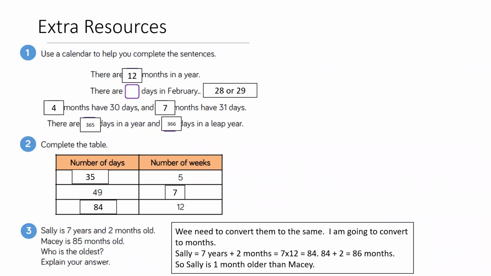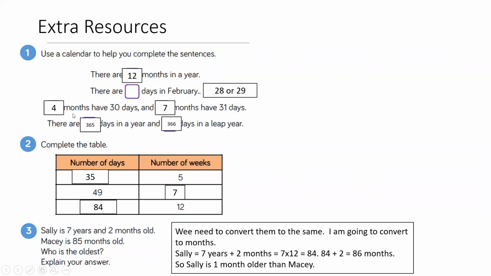Right, extra resources, if we have a look at this, we could use a calendar to help complete these sentences. How many months are there in a year? There are 12 months. How many days are there in February? Well, it depends if you have a look at the calendar, but it's either going to be 28 days or 29 days. So how many months have 30 days? Okay, and how many of the months have 31 days?